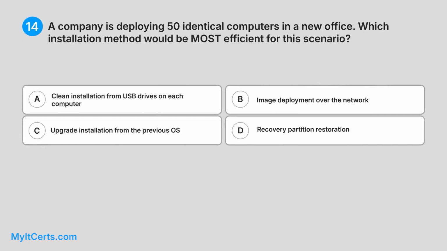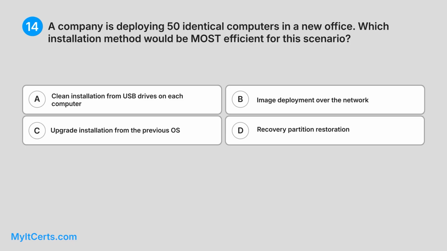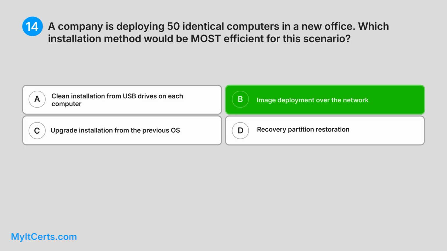14. A company is deploying 50 identical computers in a new office. Which installation method would be most efficient for this scenario? A. Clean installation from USB drives on each computer. B. Image deployment over the network. C. Upgrade installation from the previous OS. D. Recovery partition restoration. Do you know the answer? Correct answer, B. Image deployment over the network.